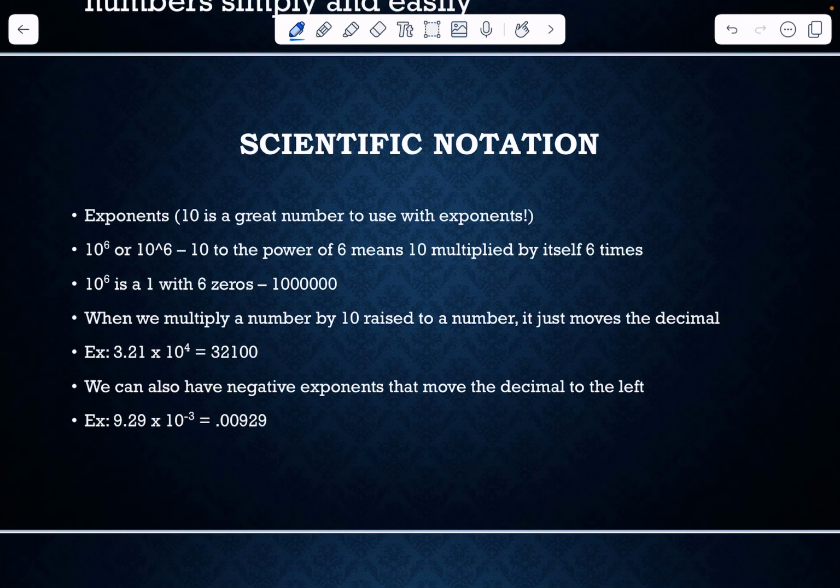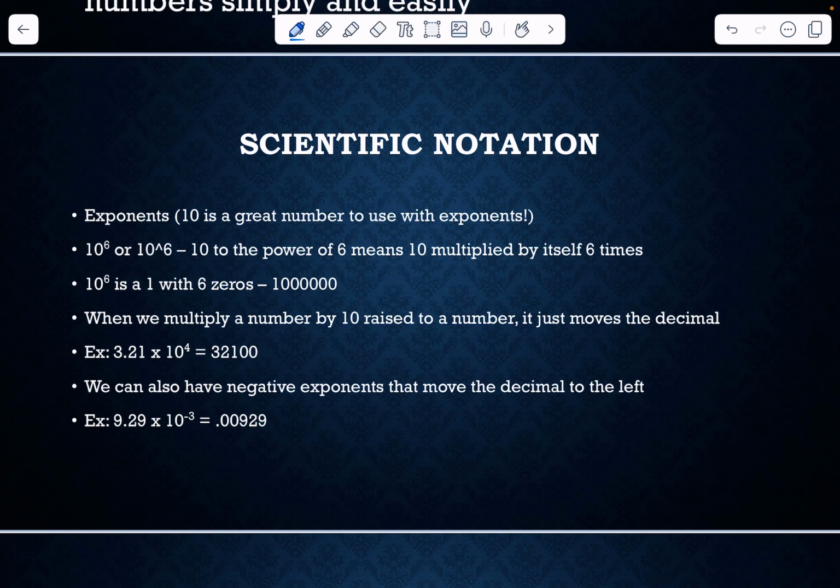Exponents. 10 is a great number to use with exponents. So remember, an exponent would be something right here or right here. Whenever we do 10 raised to the 6th power, or 10 with this housetop to the 6th power, what it's saying is it takes that 10 to the power of 6. It means it takes 10 and multiplies it by itself 6 times. 10 to the 6 is a 1 with 6 zeros. So this number right here is the same thing as 10 to the 6th power. And 10 to the 6 is a lot easier than writing 1 million right here.